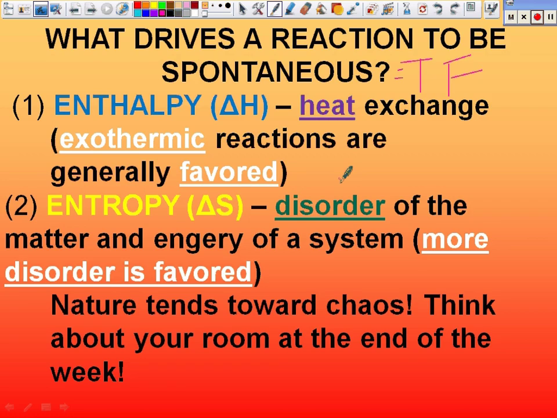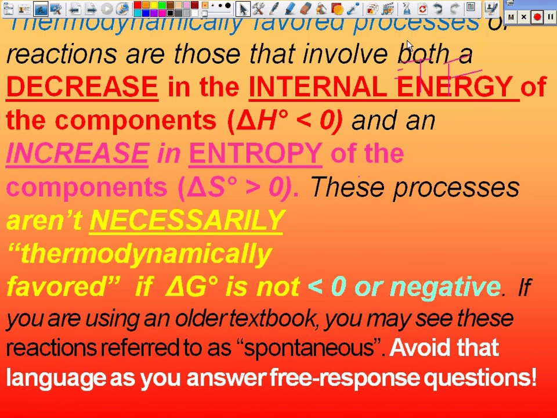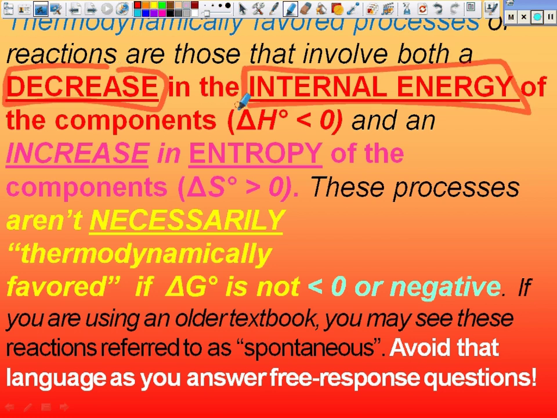Thermodynamically favored processes or reactions are those that involve both a decrease in internal energy of the components. Now, how this is worded is very, very crucial: a decrease in internal energy. That means where's all the energy going? Out. If you're decreasing your internal energy, it has to go somewhere. It has to go out.